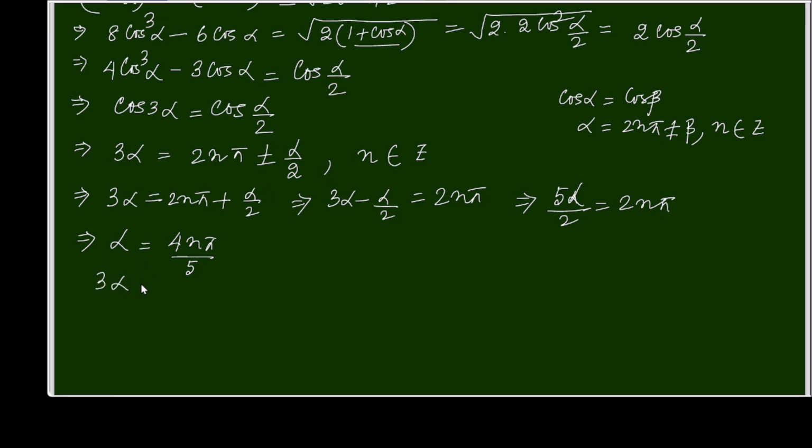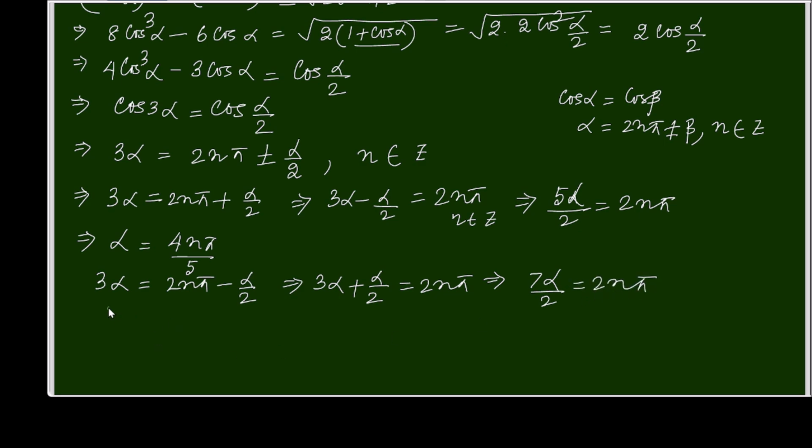Next, case 2, taking negative: 3 alpha equals 2n pi minus alpha by 2. So 3 alpha plus alpha by 2 equals 2n pi, when n is an integer. 7 alpha by 2 equals 2n pi, or alpha equals 4n pi over 7.